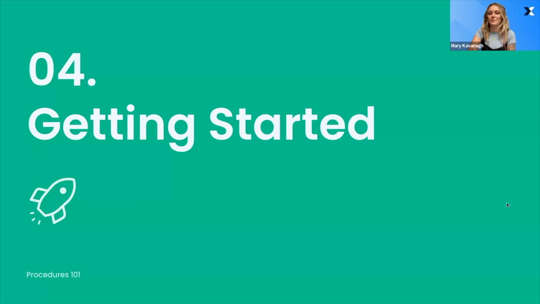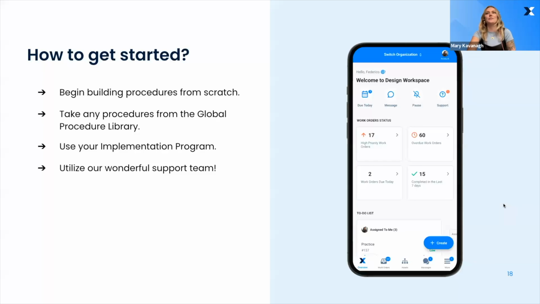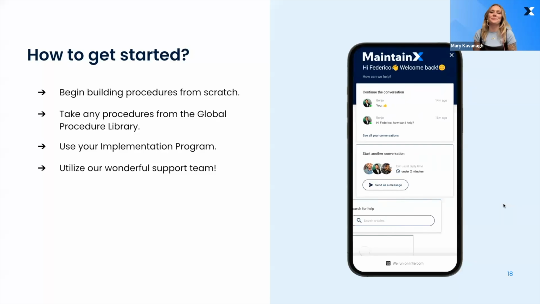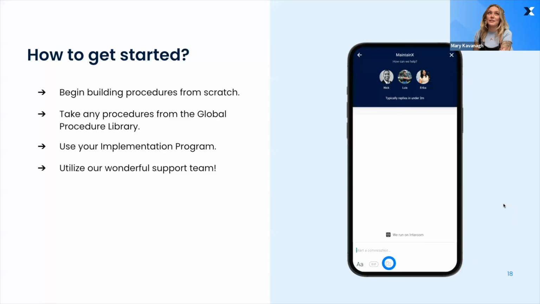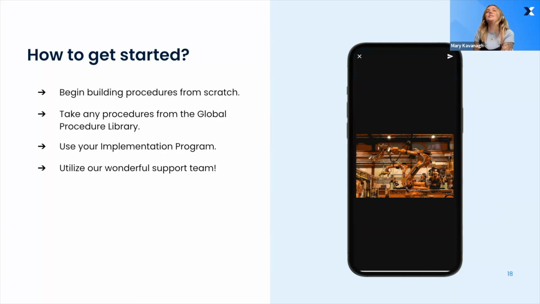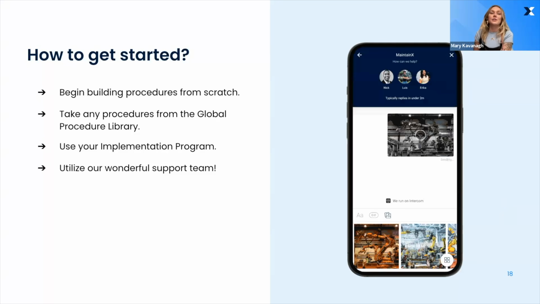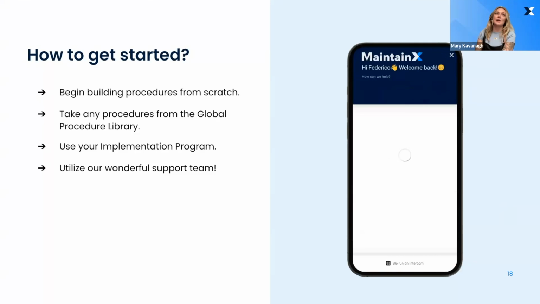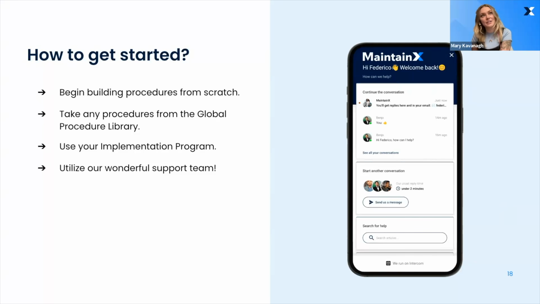So we know what they are, we know why we should use them, we know how to use them, but how do we get to that point? How do we get started in the first place? It's a great question. So like I say, you can begin building procedures from scratch, just like we did together today. That's an option. You can take any procedures from the Global Procedure Library. You can use your implementation program.